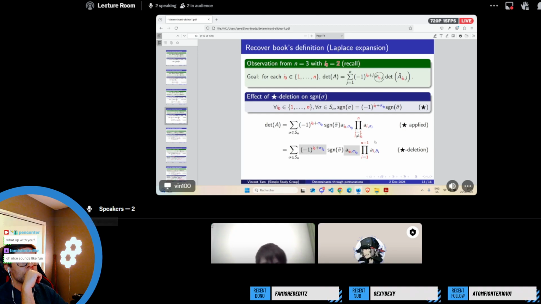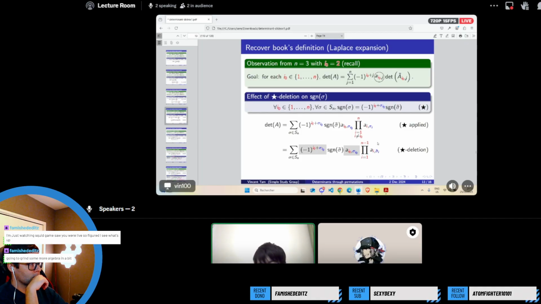And then we apply the star deletion. So here we only relabel the terms on the right of the summation, on the right of the product sign, and then replace sigma i by sigma tilde i.